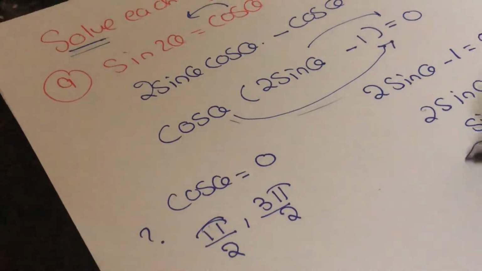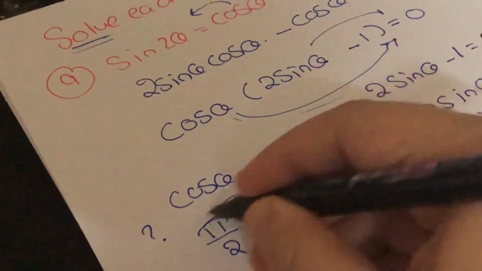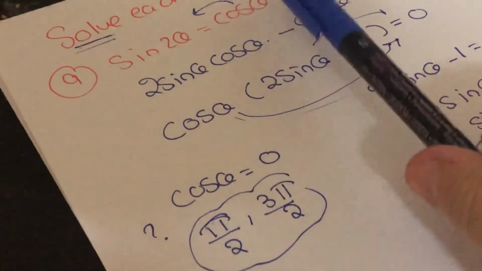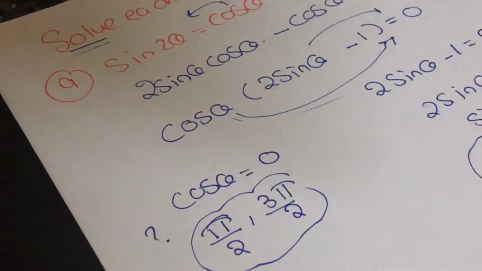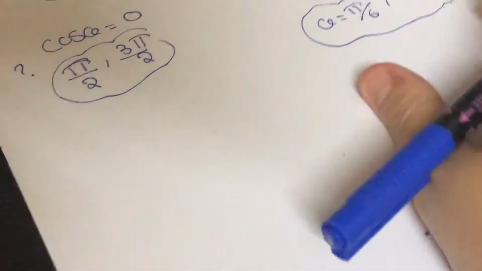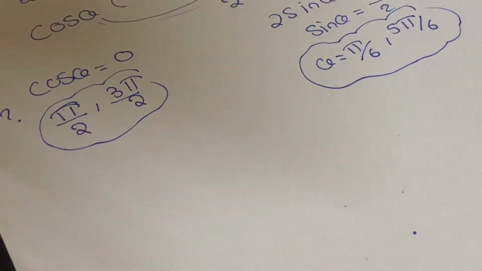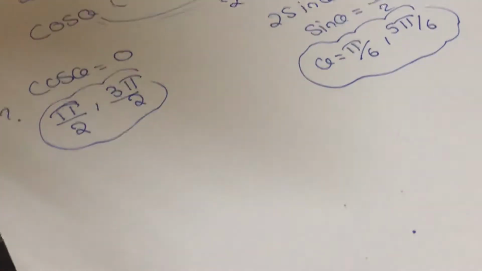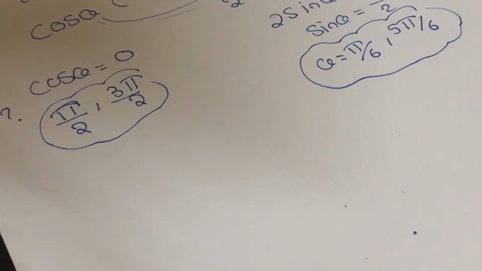How can you check your answers? You can substitute in the equation here and here, and both sides of the equation must be equal to each other. Okay? Over here, at least you have a way to think if you are right or wrong.